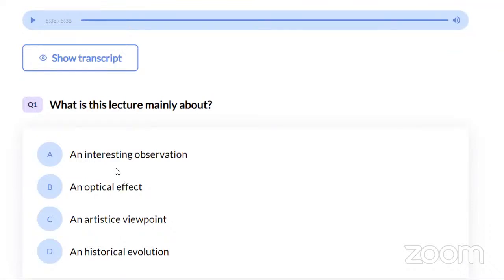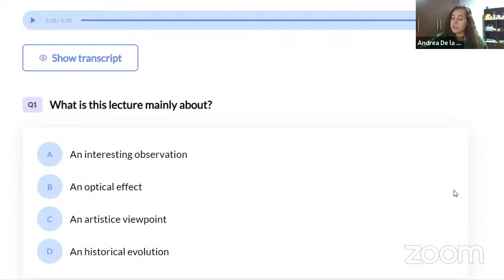Fine art and visual perspectives. Yes, about a lot of perspective, a lot of kind of art. Visual perspective in art, right? That's the topic, and the professor said it in the beginning. So you have to find the one that is closest to that.